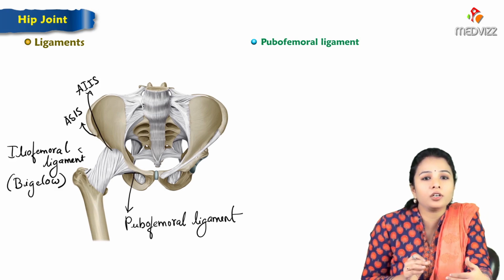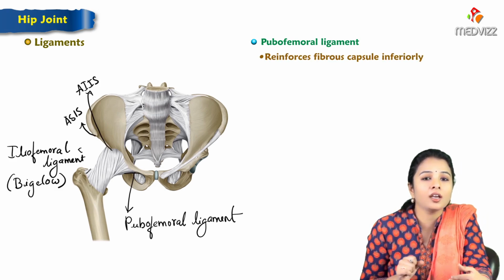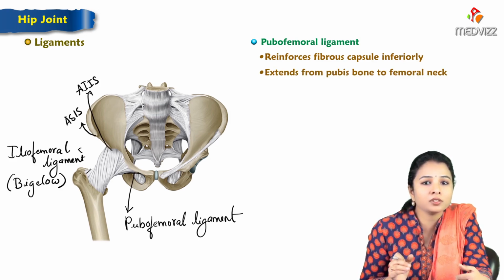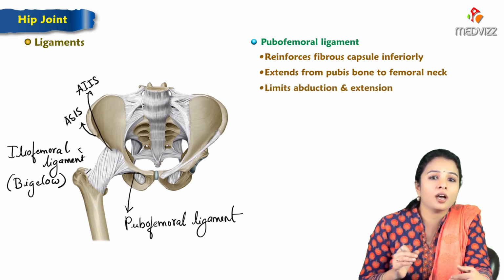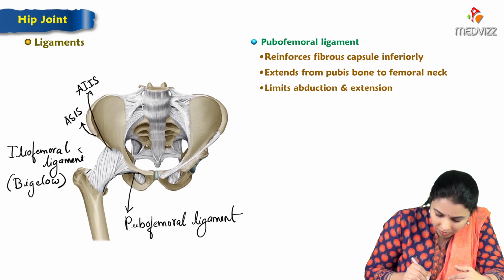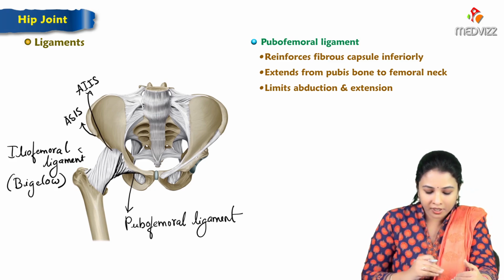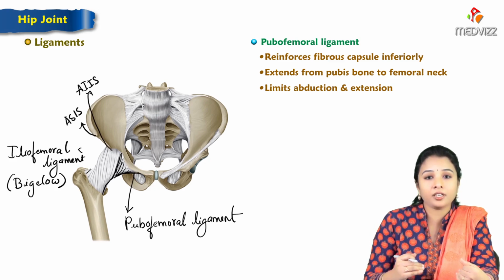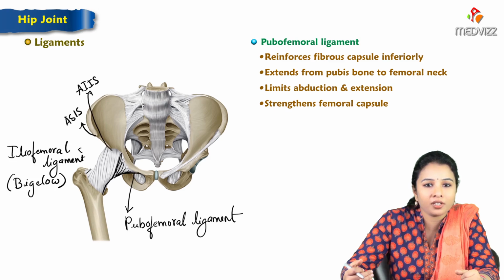So the pubofemoral ligament reinforces the fibrous capsule inferiorly, and it extends from the pubis bone to the femoral neck and limits abduction, also extension. So it attaches to the femoral neck here, these fibers, which attach to the femoral neck deep to the iliofemoral ligament, and it strengthens the femoral capsule from the inferior aspect.